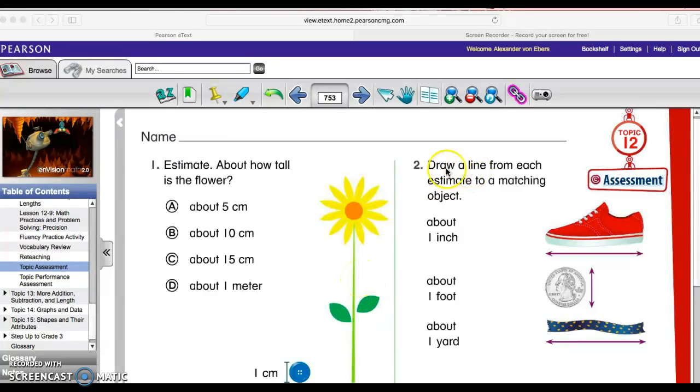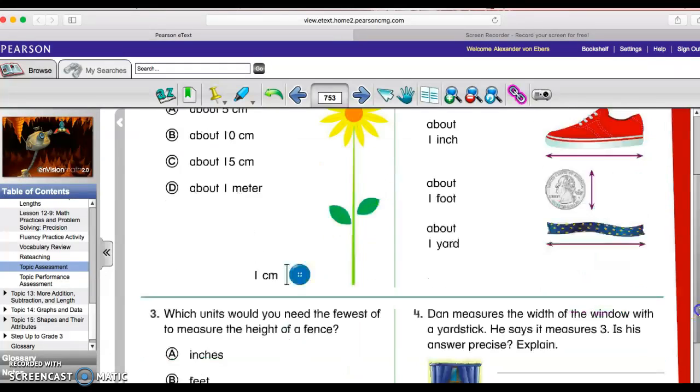Number two, draw a line from each estimate to a matching object. So remember, these are real life objects we're thinking of. So, about 1 inch, about 1 foot, about 1 yard. If you were to measure a shoe, would it be about an inch, about a foot, or about a yard? Then a quarter would be about an inch, about a foot, about a yard. And then a big piece of string or like a banner, would that be about an inch, about a foot, or about a yard? Answer those, and then go to number three.